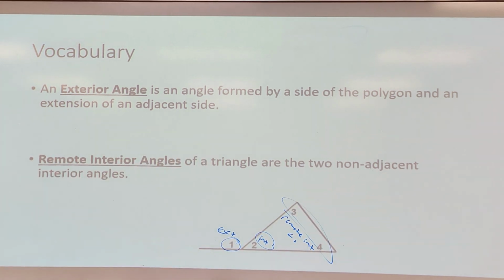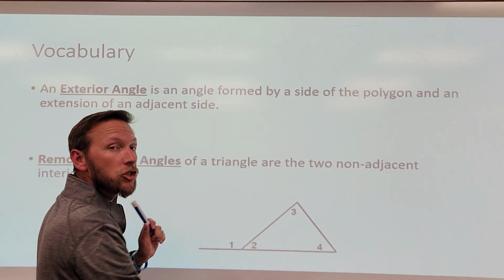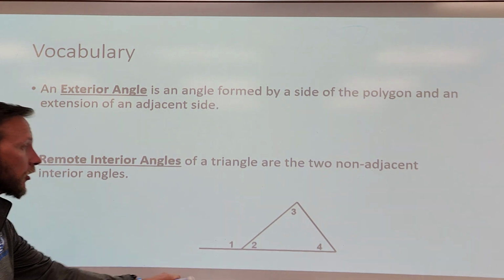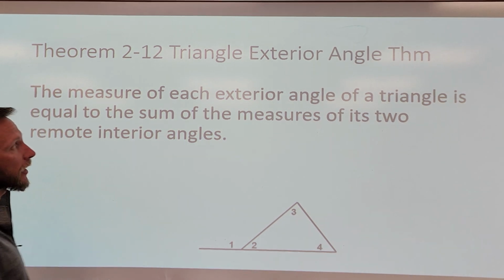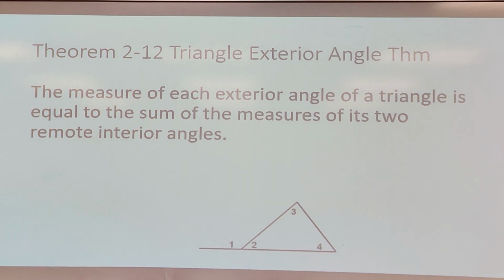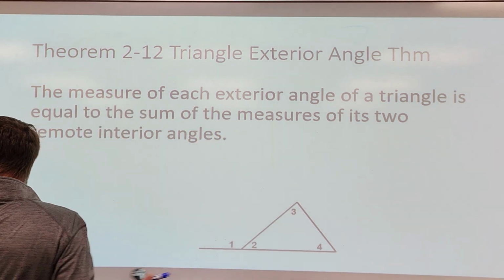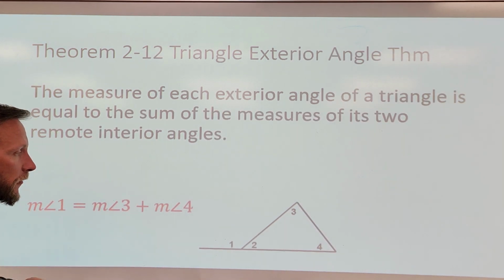All right? Now again, the numbers of those angles doesn't matter. It's all about position. Where are they in relation to the exterior angle that we are discussing in the question, in the exercise, in the diagram, etc. And here's the fun fact. The measure of the exterior angle of a triangle is equal to the sum of the measures of those two remote interior angles. The proof on this is not too terribly difficult.